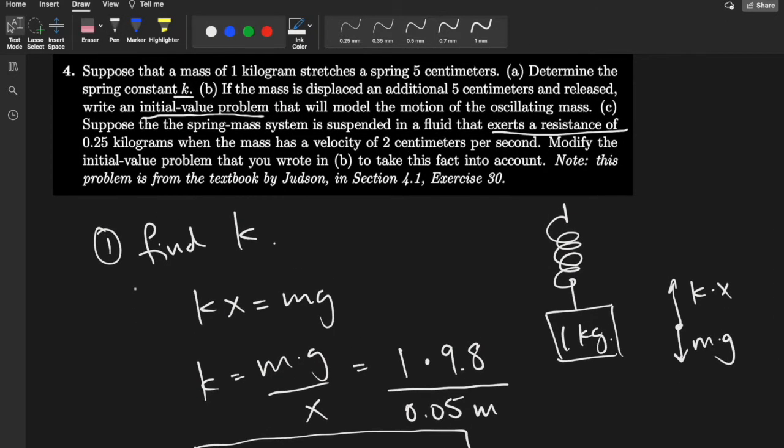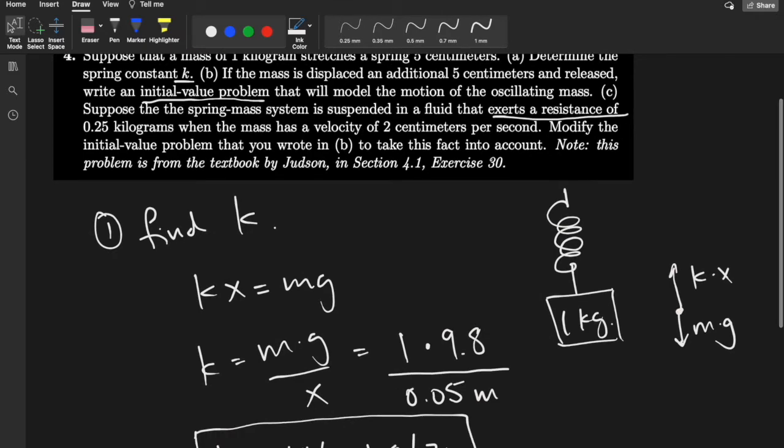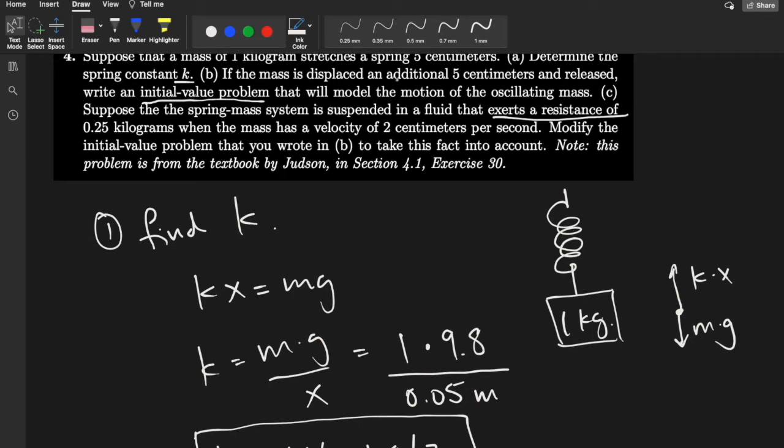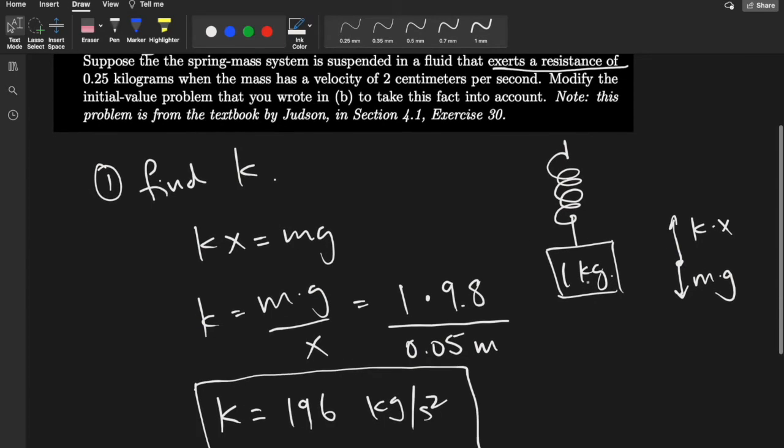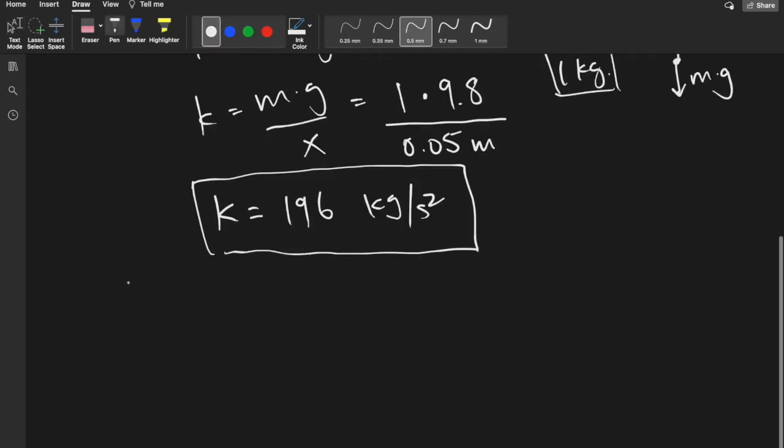Okay, so for the second part, what we want to do is set up another initial value problem. If the mass is displaced 5 more centimeters and then released, then the mass will be oscillating. It will go up, down, up, down. And we want to write a differential equation that describes that motion.